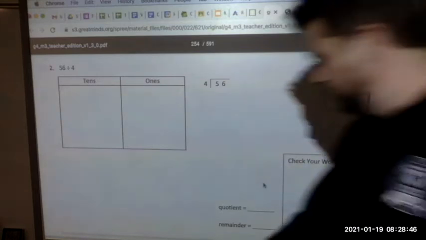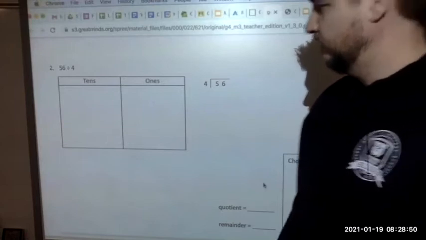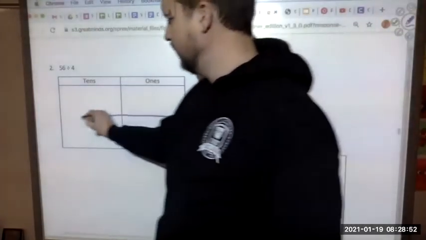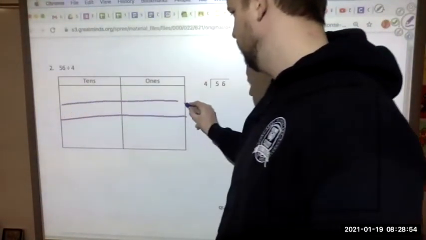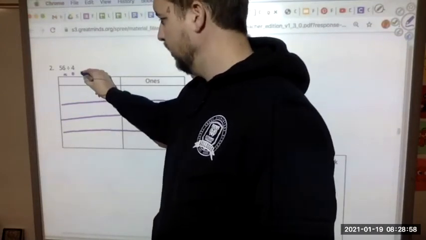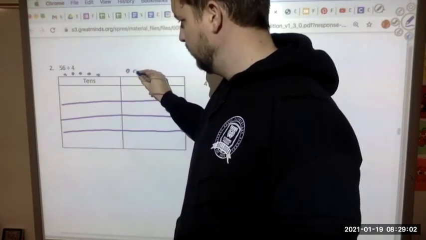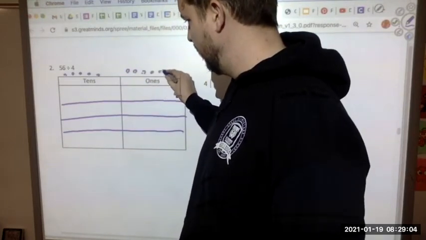All right, so here we are at number 2. This time we have 56 divided by 4. So we're going to cut our boxes into fourths. We're going to draw how many 10s we have. 1, 2, 3, 4, 5. How many 1s we have? 1, 2, 3, 4, 5, 6.